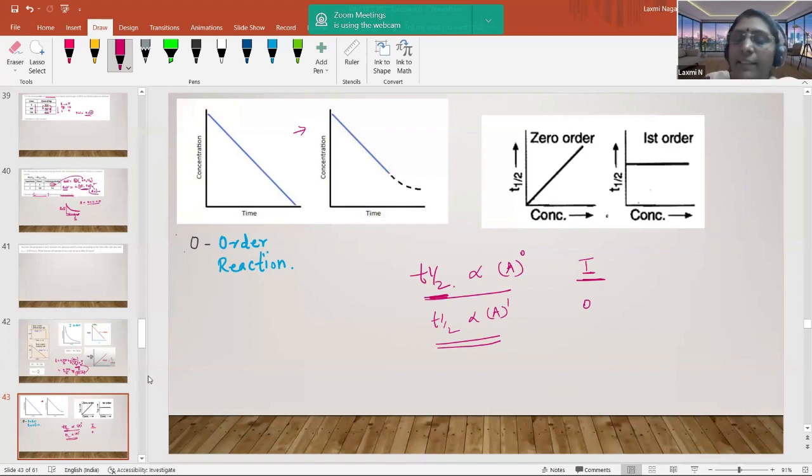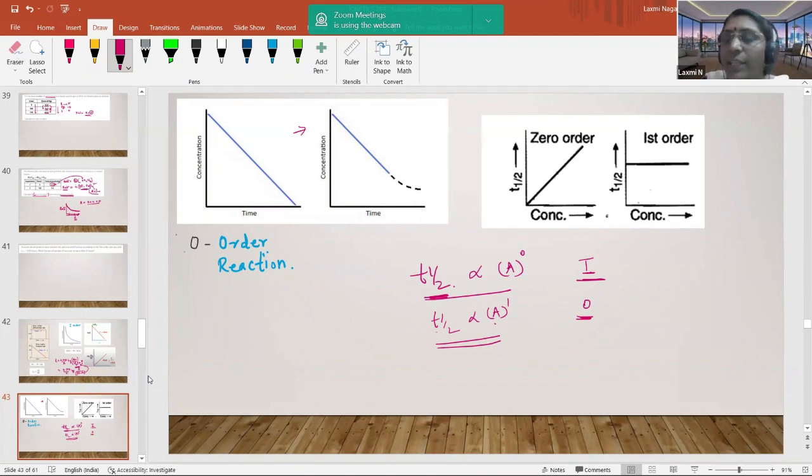Don't just say that it is independent of A, not directly proportional to A, but instead give them some examples. Supposing you take 10 grams to reduce into 5 grams, it is taking 2 minutes. Supposing 5 grams to reduce to 2.5 grams is taking 1 minute. Then we know that initially it took 2 minutes, now it is taking 1 minute. That means the T half time is reducing. And if T half is reducing, it's no longer constant. It's proportional to A naught: more the A naught, more the T half, less the A, less the T half. Tell them that it is a zero order reaction.